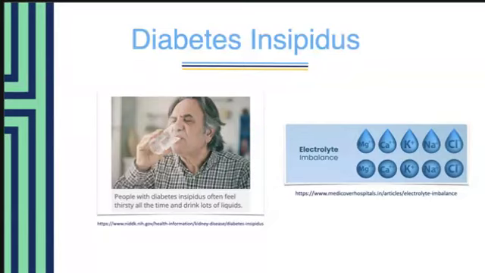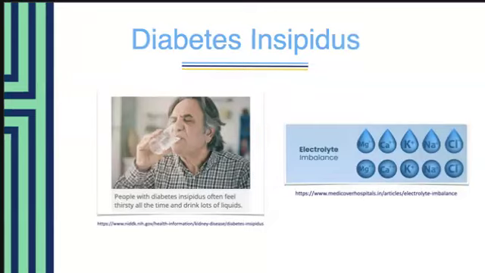Now, the symptoms that you see with these patients include polyuria, which is excessive urination, polydipsia, which is excessive thirst, and nocturia, where they have the excessive urination at night. These patients also may experience dehydration, fatigue, and electrolyte imbalances if that fluid intake is inadequate.